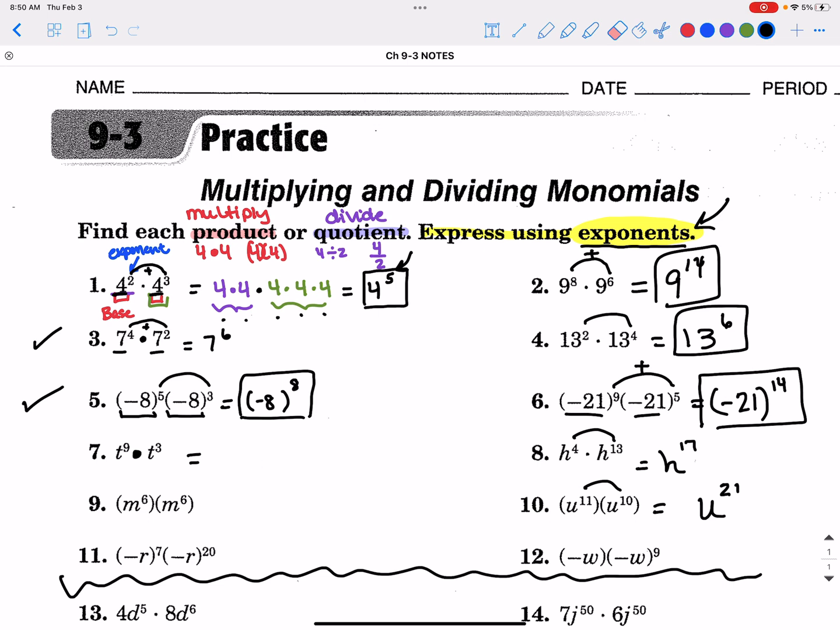T to the, whoops, lost my pencil. T to the 9 plus 3 is 12. All right, I'm going to jump off of those. I think those are pretty simple. I think you can get the gist of that. If not, jump on the meeting and I can help you, okay?